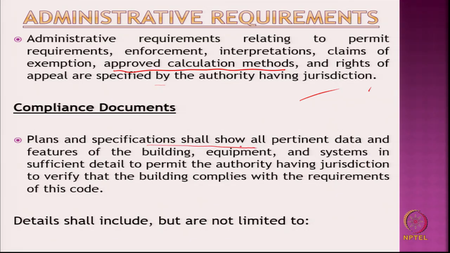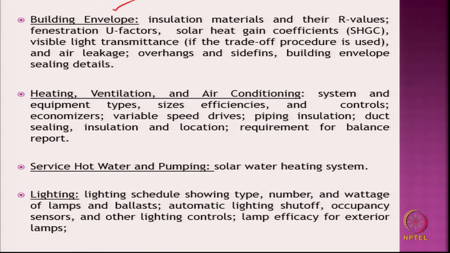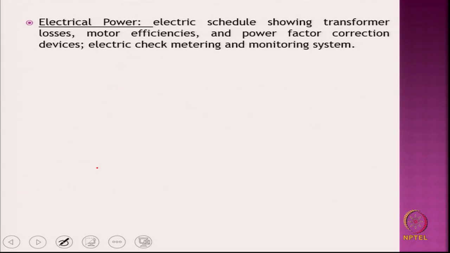Plan and specifications show all pertinent data and features of the building, equipment, and systems sufficient to permit the authority having jurisdiction to verify. So, verification is required, then you need all details to be given, and details shall include, but not be limited to, building envelope, HVAC, service hot water and pumping, lighting, and electrical power.